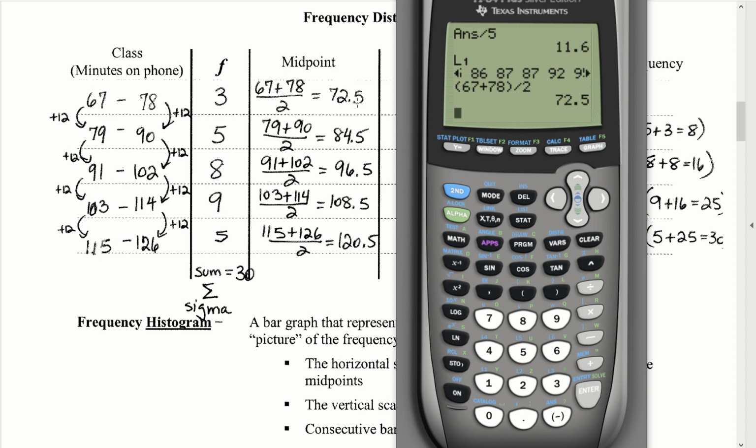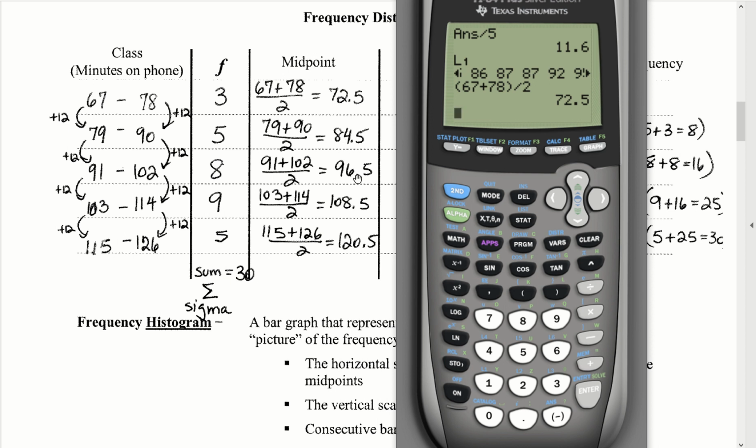72.5. For the next class midpoint, you would do, again, lower plus upper divided by 2. 79 plus 90 divided by 2 is 84.5. For the third class midpoint, you have 91 plus 102 divided by 2. That's 96.5. But you might, at this point, see a pattern happening here. Once you have the first class midpoint, to get the remaining class midpoints, all you need to do is add that class width to go down. For example, 72.5 plus 12 would give us 84.5.